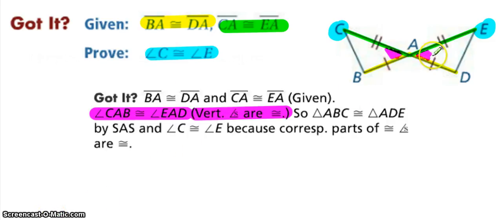So my two angles here that meet at A, angles CAB and EAD, are vertical to each other, so they are congruent. From there, based on angle side angle or side angle side, excuse me about that, we know the triangles are congruent, and then corresponding parts of congruent triangles are always congruent, so therefore C must be congruent to E.